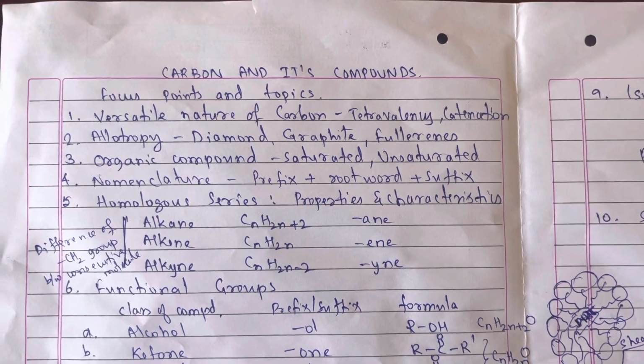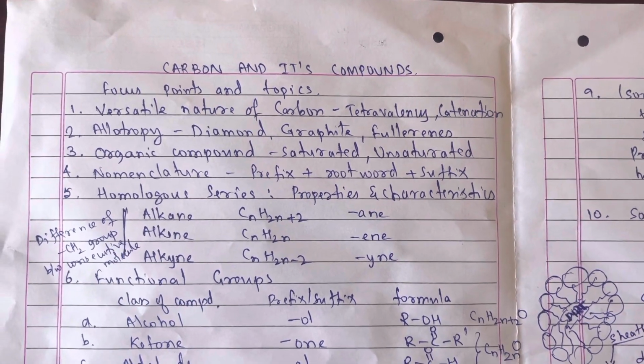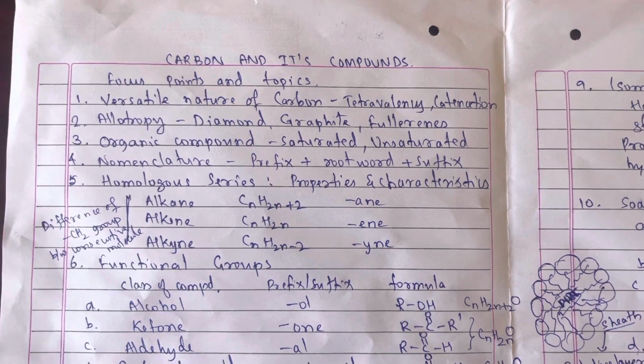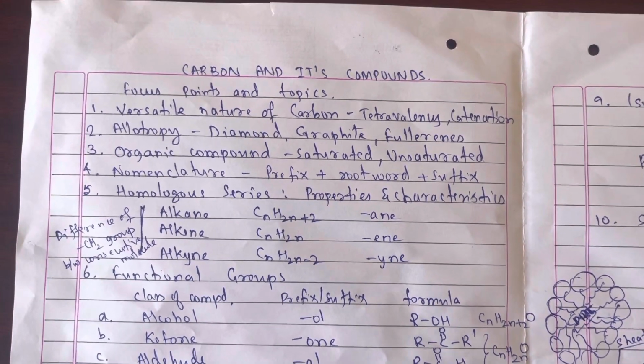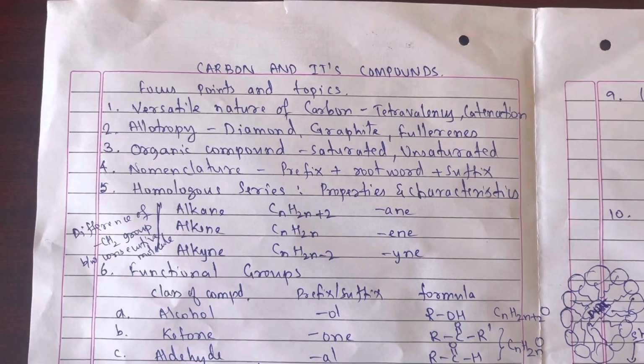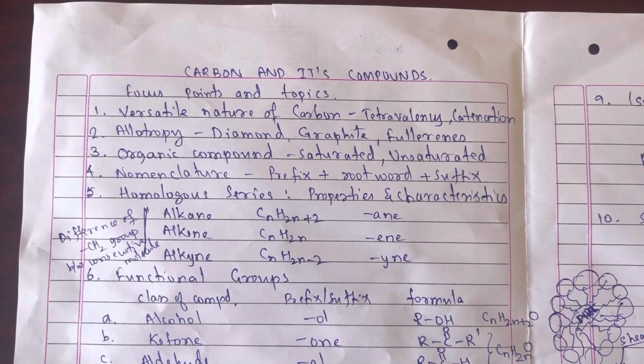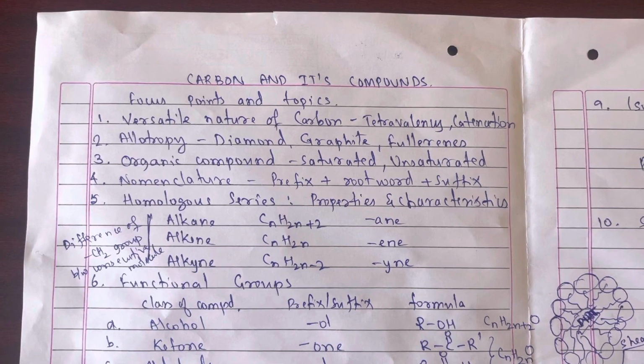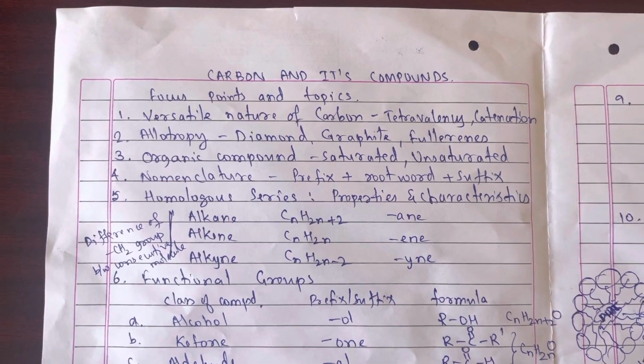And remember, if carbon and carbon have a single bond, they are saturated. Carbon and carbon, double or triple bond, then only it is unsaturated. You should not be confused. When carbon and oxygen have a double bond, they are not unsaturated. We should only find out the bonding between carbon and carbon only.